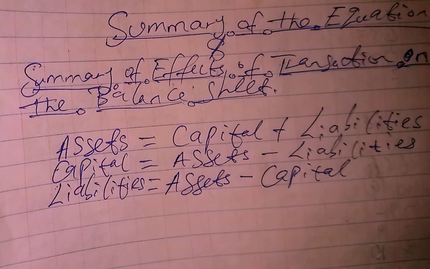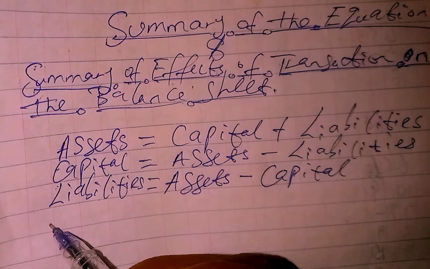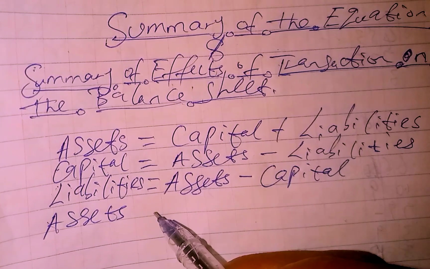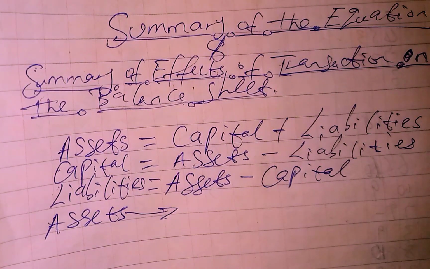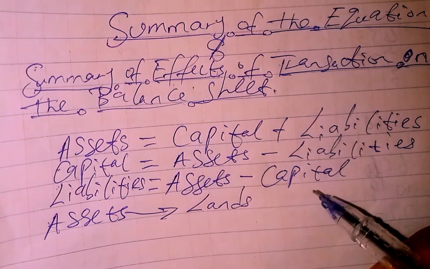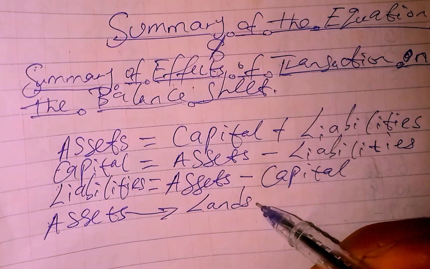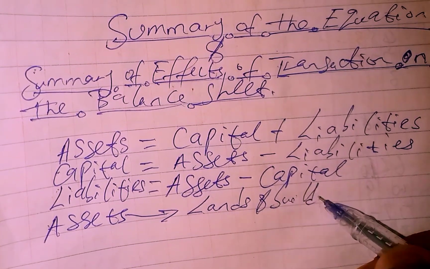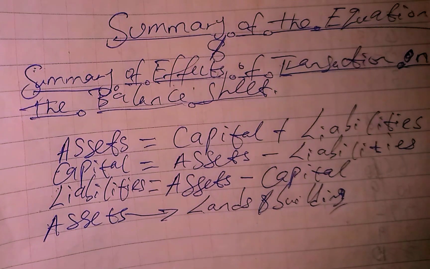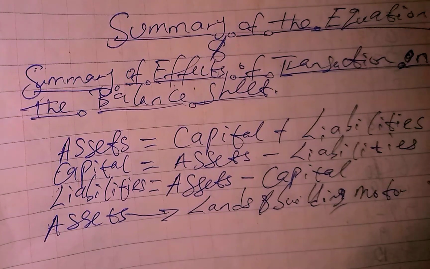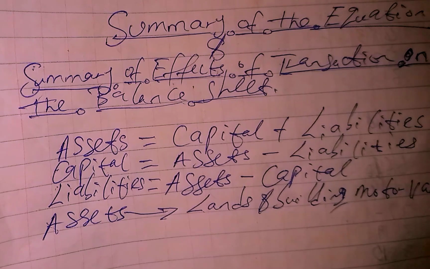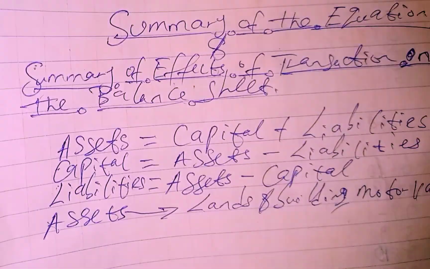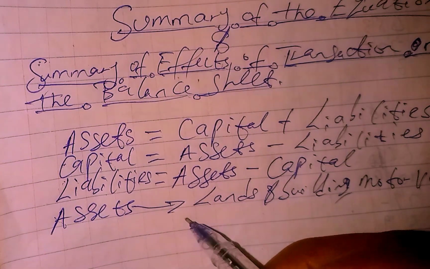Very good. Now recall very well that I mentioned that assets can be defined as properties or resources of a business organization. Examples of these assets are land and building, motor van, plant and machinery, and equipment.